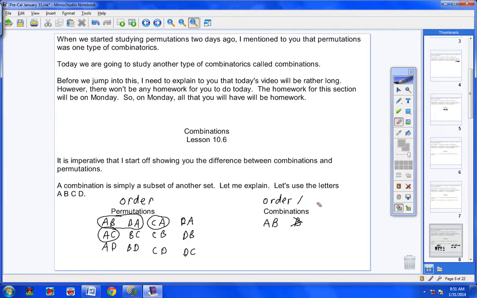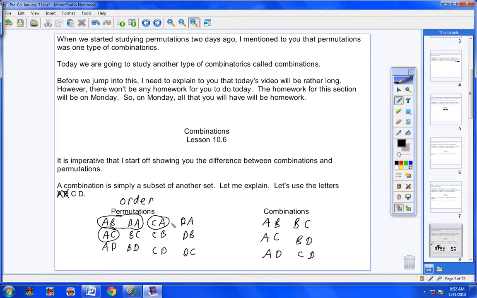Let me list them out for you real quick here. Okay, let's list out the combinations, shall we? We know we would have A, B, A, C, and A, D. There, I used A, cross it off. Then I'm going to use B. I would have B, C, and B, D. So cross off B. And then lastly, I would have C, D.